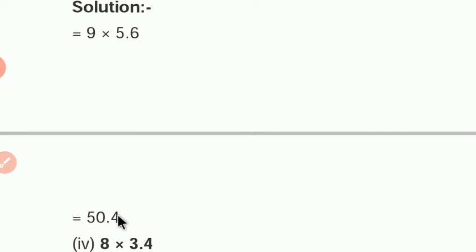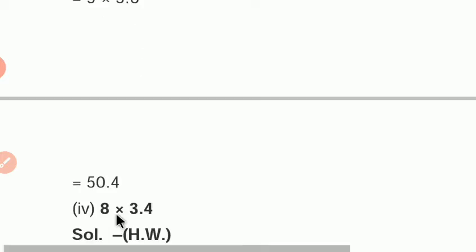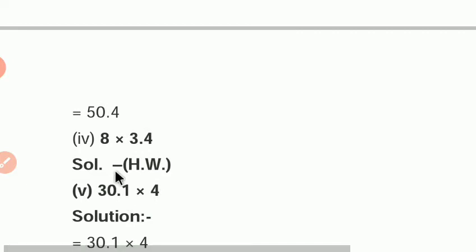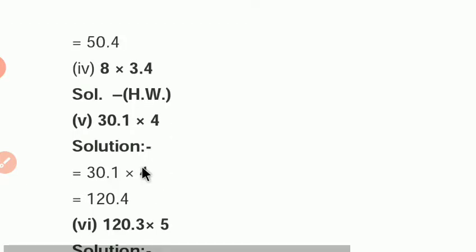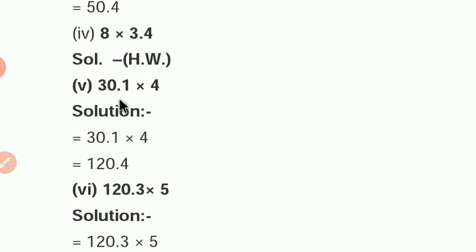It means in the answer also, after one number from the back, we have to put the decimal. So the answer is 50.4. Same for question number 4, this one is left for you as homework. Then the fifth one, 30.1 into 4.